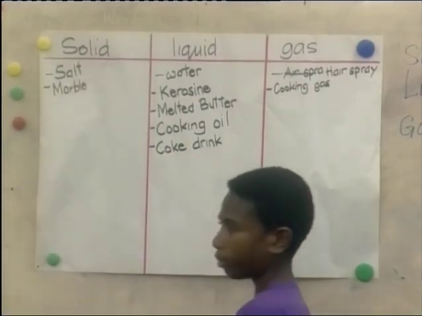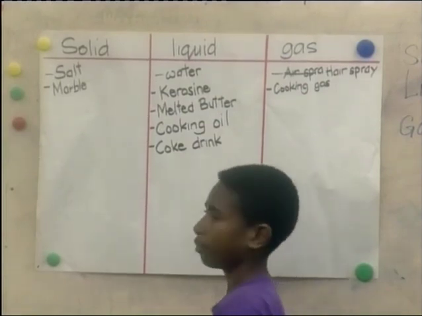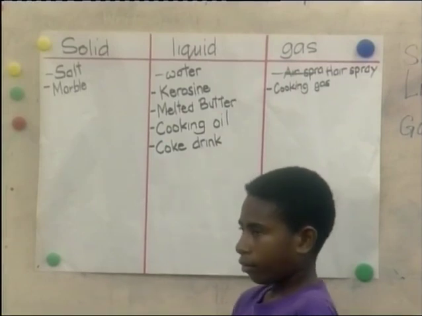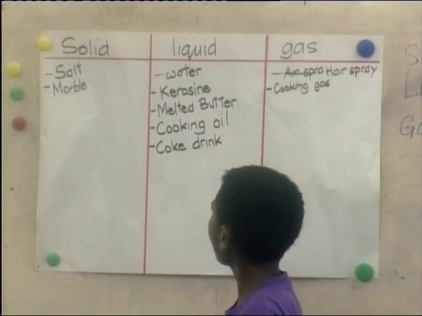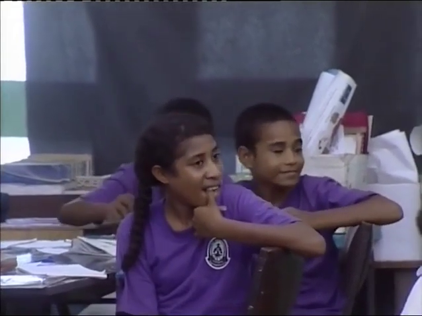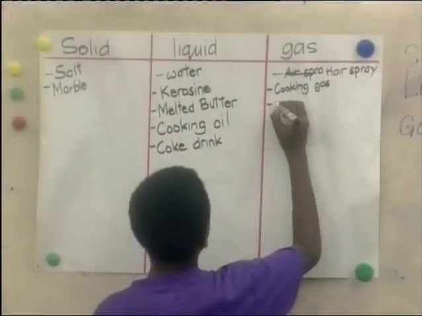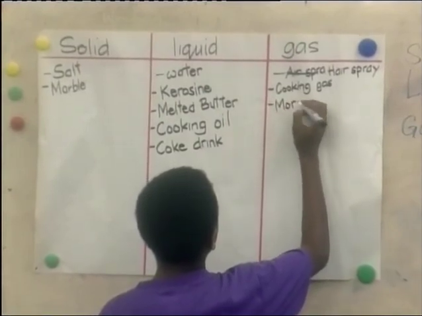Okay, we'll have the last two, and we'll have Madhu and Uvao. Mosquito spray, okay, good. What is it? Madhu, is it a liquid or gas? Gas. Okay, good. Thank you. Your answer? Bottle. Bottle is what? Solid. It is a solid state.